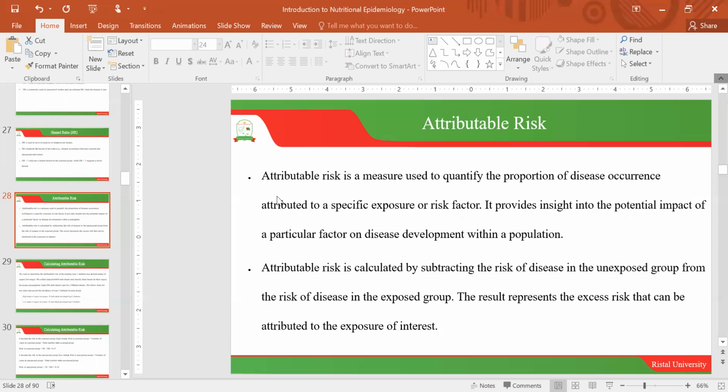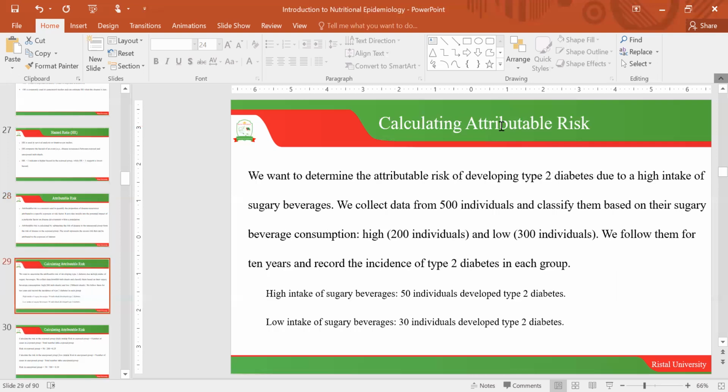It could be a genetic factor. It could be a lifestyle factor. But how do you determine to what extent these factors are actually contributing to diabetes? You can calculate using what you call the attributable risk. So how do you calculate the attributable risk?